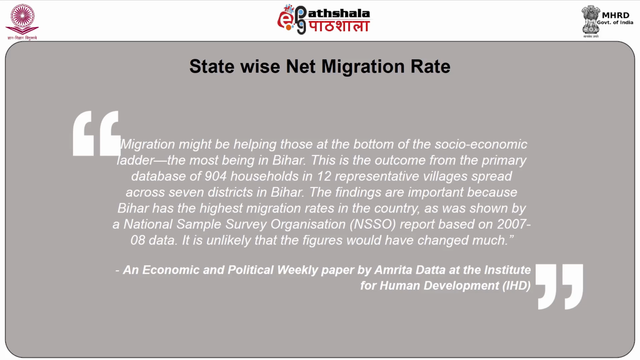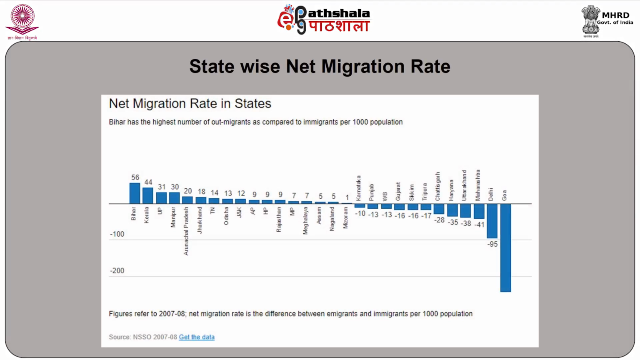The findings from this study clearly show that Bihar has the highest migration rate in the country, as was shown by the National Sample Survey Organization, NSSO, report based on 2007-2008 data. It is unlikely that the figures would have changed much in the latest period. The net migration rates across states clearly show that Bihar has the highest number of out-migrants compared to in-migrants per 1000 population, as the diagram represents.